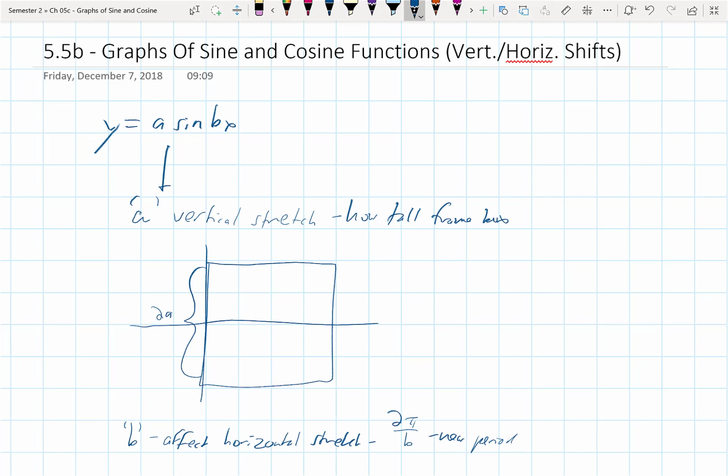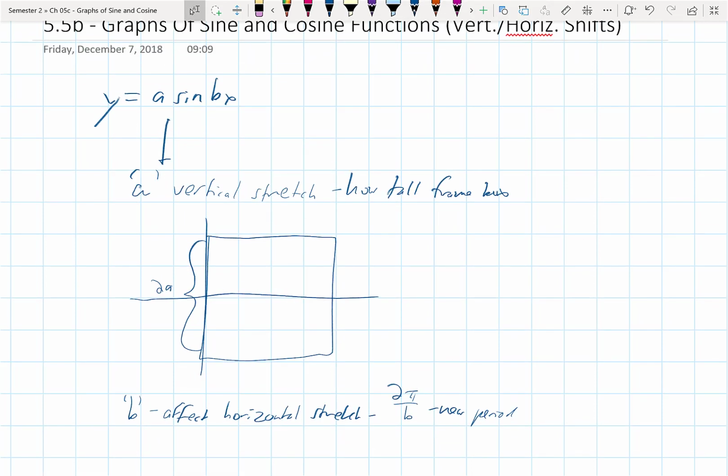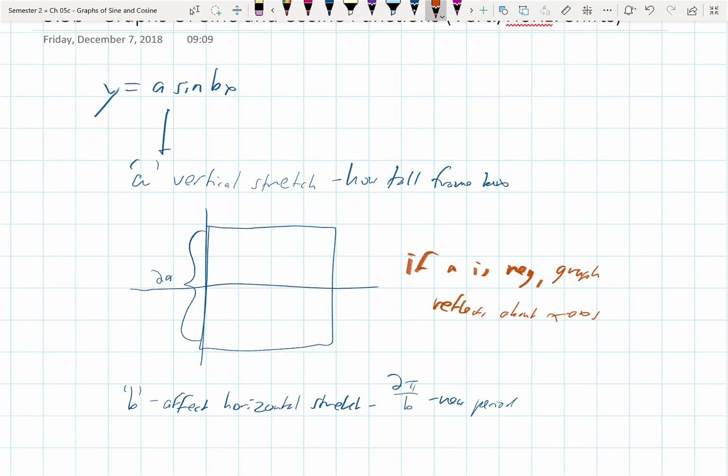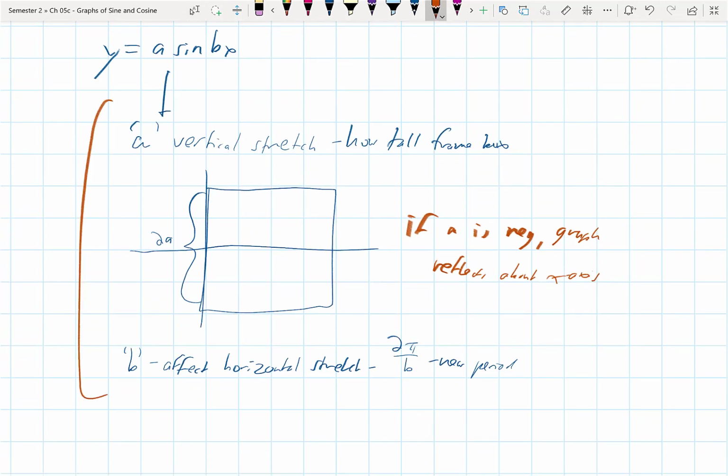We also figured out what happens if a is negative. So I'm going to throw that over here. If a is negative, the graph is inverted, and we're going to use a more mathematical term here: the graph reflects about the x-axis. So all of that came into play yesterday.